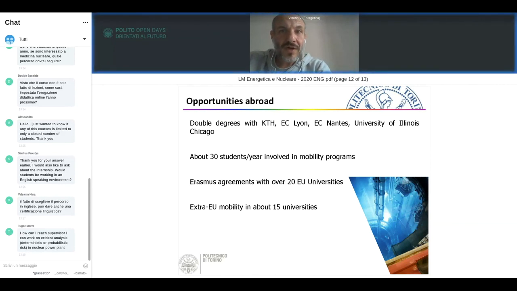How can I reach a supervisor? I can work on, I don't understand, nuclear power plant. Okay, well, if you are interested in contacting some people working in this subject, I suggest you write me an email, and we can see. Also, it depends on your skills, etc. So I can put you into contact with the proper professors.